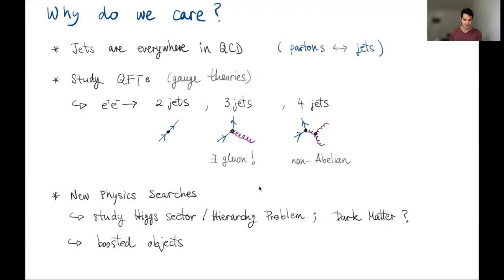And another aspect of very intense study are so-called boosted objects, where I look at very heavy resonances that decay. And since they are very energetic, the decay products are very collimated and could end up in so-called fat jets, as we will briefly discuss towards the end of these lectures. So there are various applications of jet physics, which are very interesting.